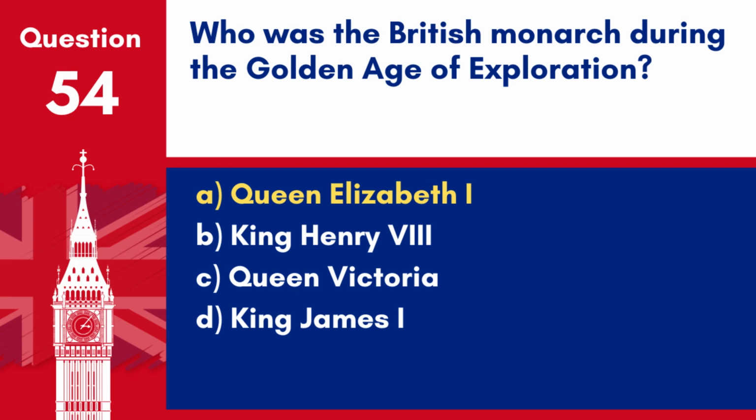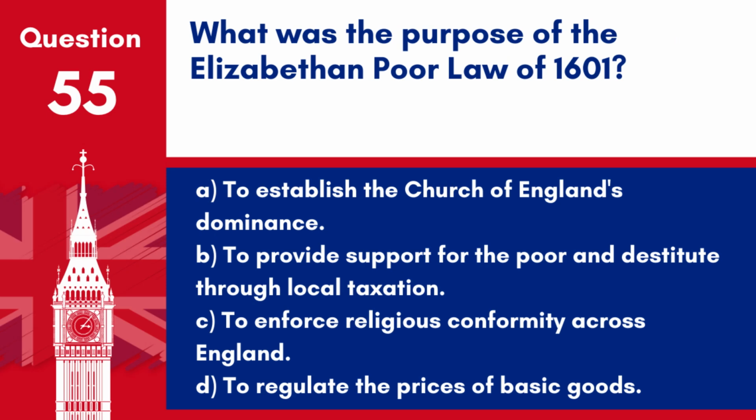Queen Elizabeth I reigned during the Golden Age of Exploration, a period marked by extensive exploration and maritime discoveries by British explorers. Question 55. What was the purpose of the Elizabethan Poor Law of 1601? A. To establish the Church of England's dominance. B. To provide support for the poor and destitute through local taxation. C. To enforce religious conformity across England. D. To regulate the prices of basic goods. Answer: B. To provide support for the poor and destitute through local taxation.